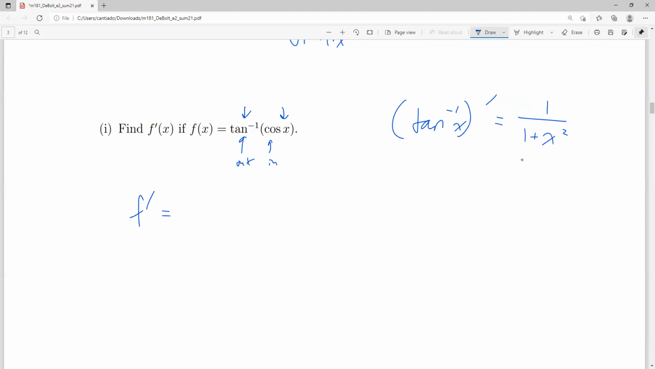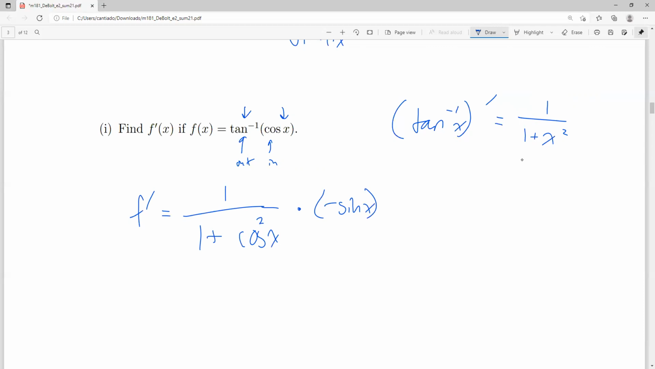So the derivative of the outside, this tangent inverse function, is going to be 1 over 1 plus, not x, but cosine x squared, right? Now we have to multiply it by the derivative of the inside. So the derivative of cosine is negative sine of x. And now what do we got here?